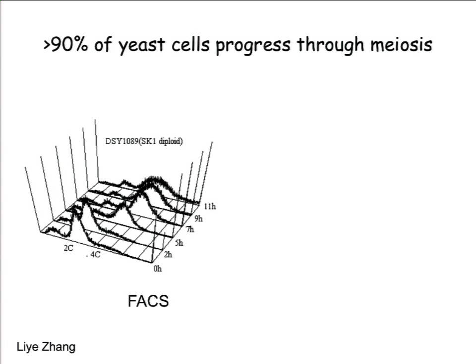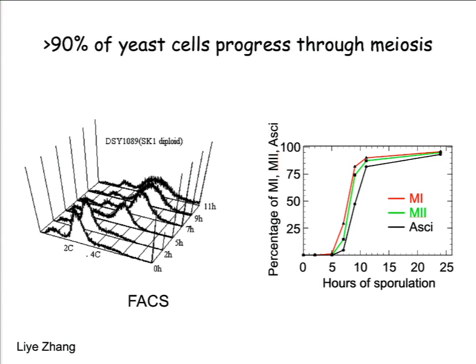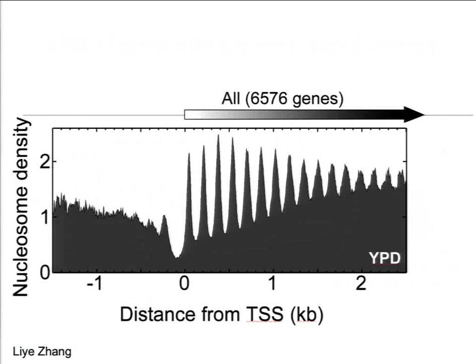We confirm this through FACS analysis of them moving through the sporulation phases, and through visual inspection under a microscope, going through meiosis 1, meiosis 2, and then ultimately ascus formation. So we detect over 90% of these cells moving through that process. So we think we have a fairly homogeneous population that we're examining here.